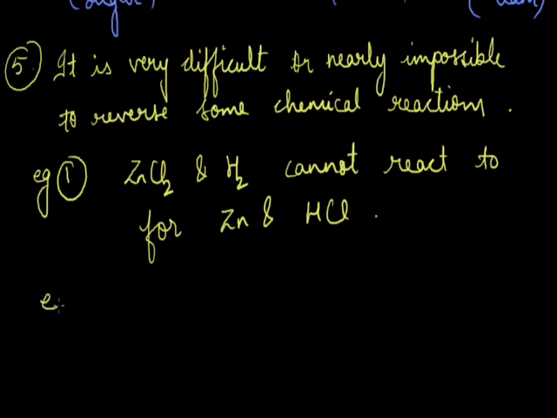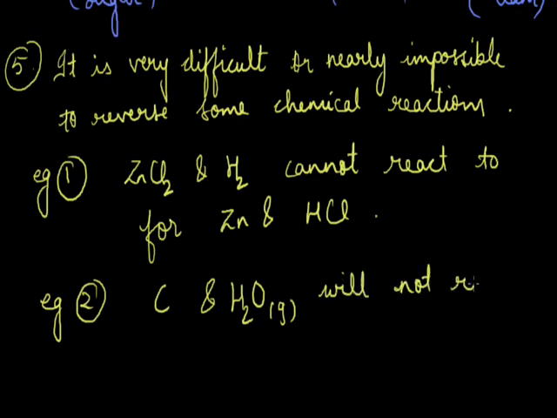Similarly, in the second example, we can see that the carbon, which is the product, if it reacts with steam, or water vapor, it will not form sugar. So we can say that it is very difficult or nearly impossible for a chemical reaction to be reversed. These are some examples in which the chemical reaction cannot be reversed.